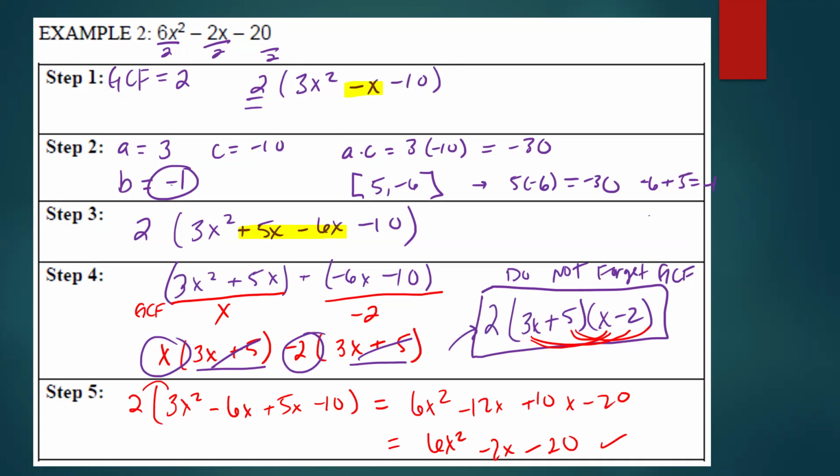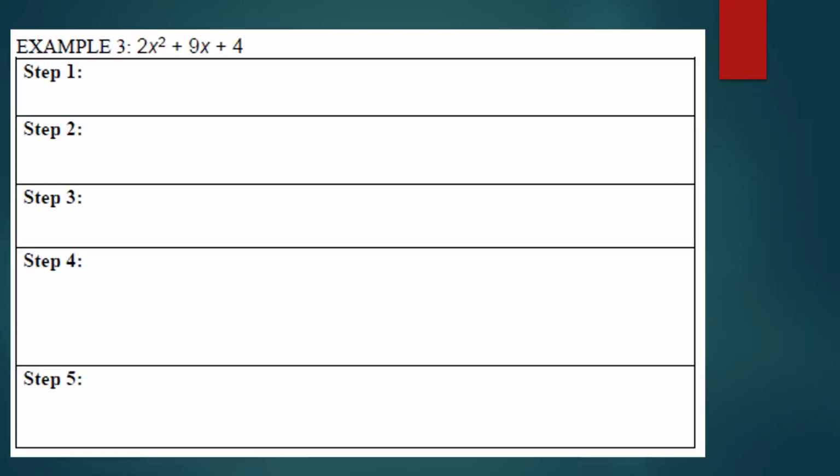All right. So on the bottom, you're going to solve this one. So you have 2x squared plus 9x plus 4. You get to choose whether you want to practice it with grouping or you want to practice it with Xbox. The choice is yours. So whether you want to use grouping or Xbox, it's totally up to you.